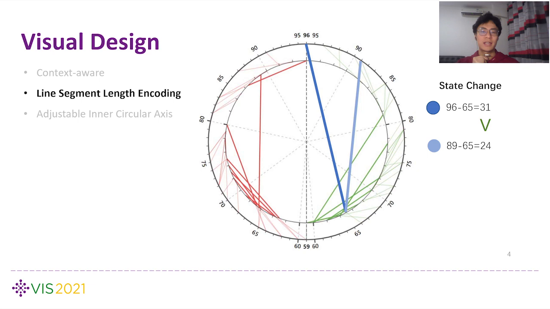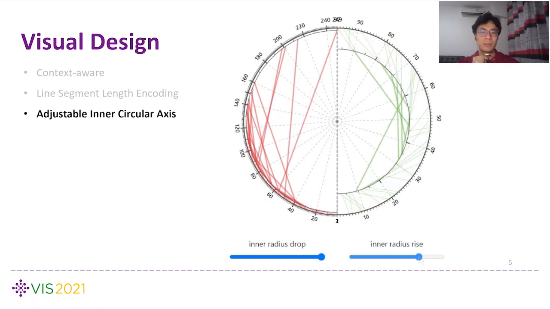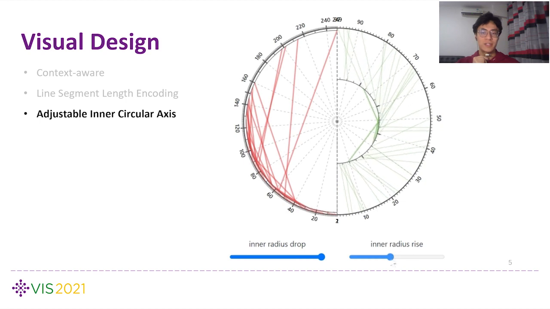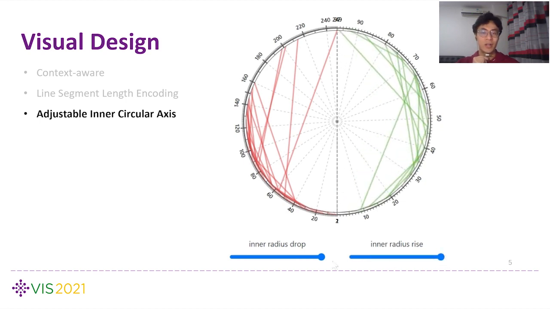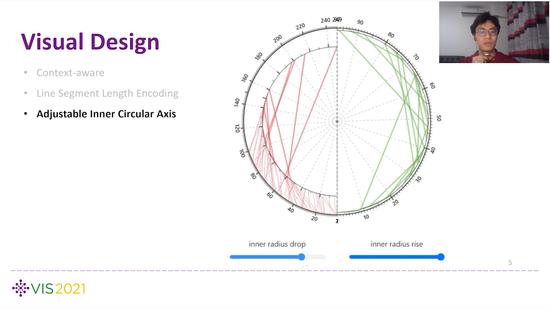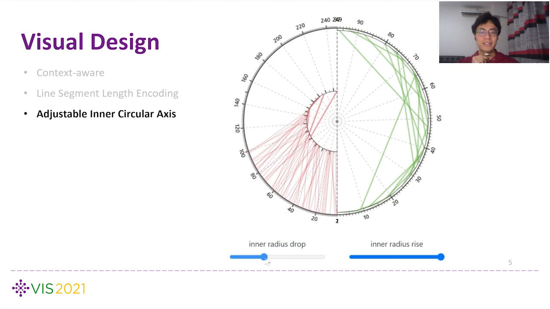Please note that our design consists of two semicircles, which are used to separate items with rising and dropping trends. Thirdly, the outer circular axis is fixed, but the inner circular axis is adjustable, which supports user interaction via controlling the radius of the inner circular axis. Through adjusting the inner circular axis, the arrangement of all lines changes accordingly.